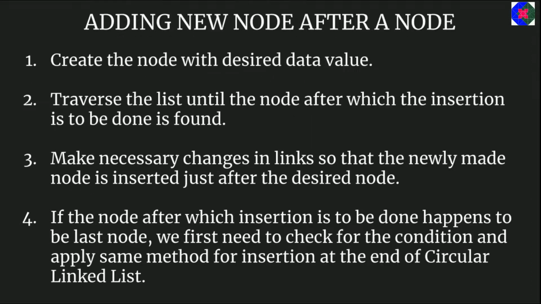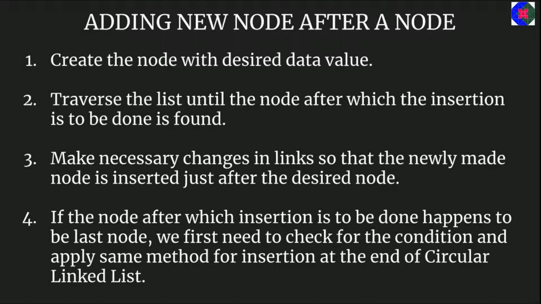And lastly, how to add a node after a certain node. For this we will follow these steps. First we have to create a node with the desired data value. Then we have to traverse the list until the node with that certain data value, after which the insertion is to be done, is found. After we find that node, we have to make necessary changes in the links so that the newly made node is inserted just after that desired node.